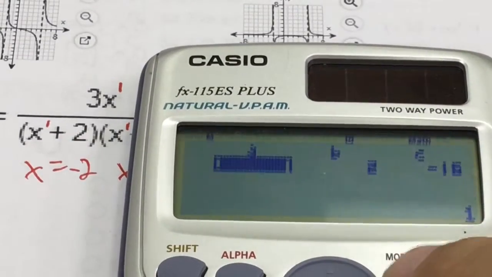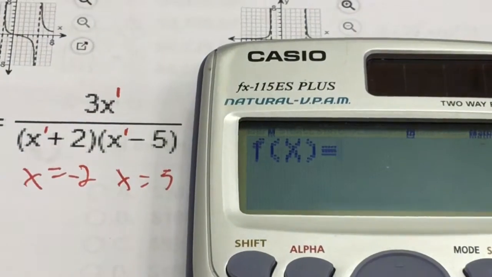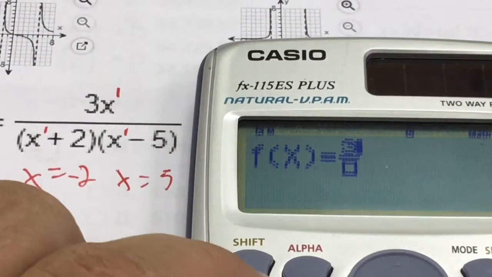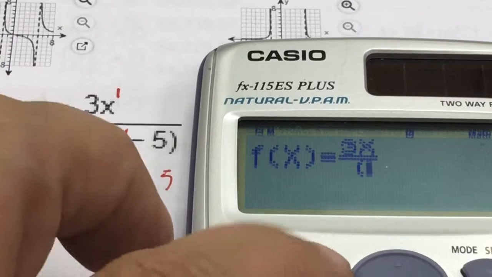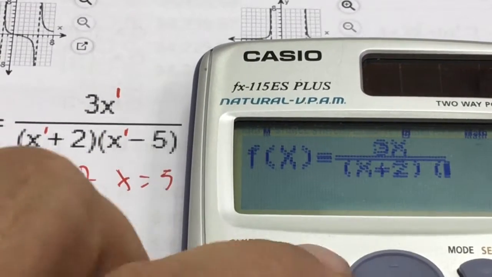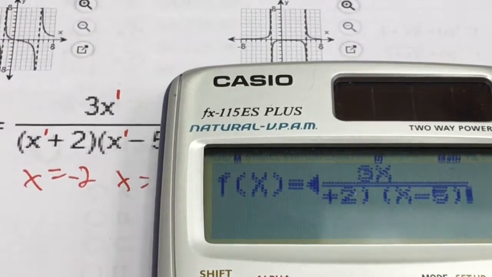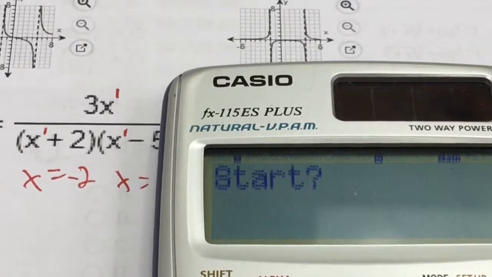Mode 7. The table mode will help us out. I'm going to type that in just like it looks. I'm going to hit that fraction bar. I'm going to type in 3, alpha x on top. Down arrow, open parentheses, alpha x plus 2, close parentheses, open parentheses, alpha x minus 5. People want to know where I start and where I stop. I don't need g of x, I just hit equals again. And now, where do I start?